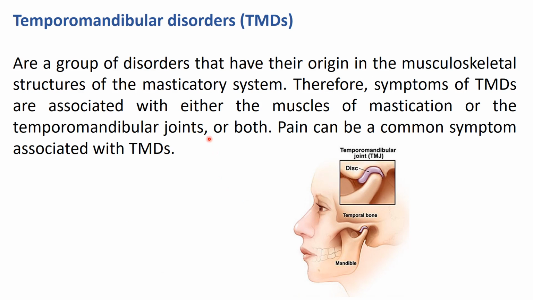Whenever anything goes wrong in this joint, we will have TMDs. TMDs are a group of disorders that have their origin in the musculoskeletal structure of the masticatory system. Therefore, symptoms of TMDs are associated with either the muscles of mastication or the temporomandibular joint, or both. Pain can be a common symptom associated with them.